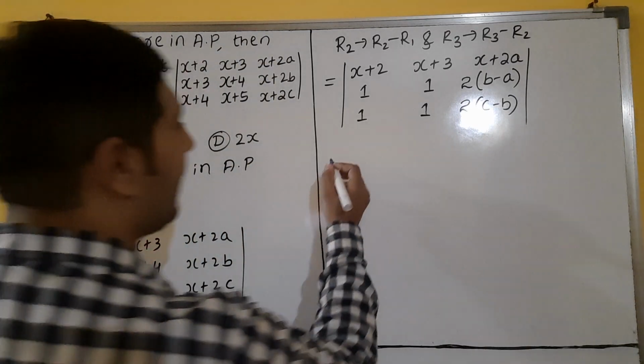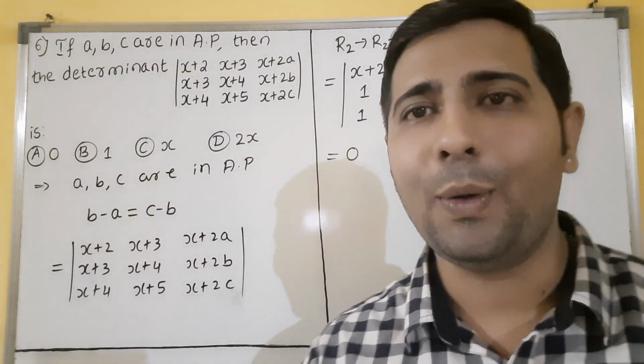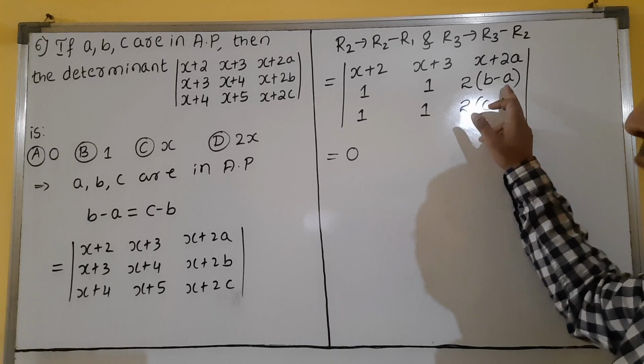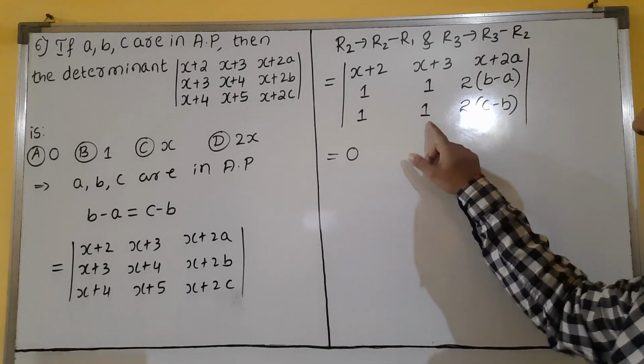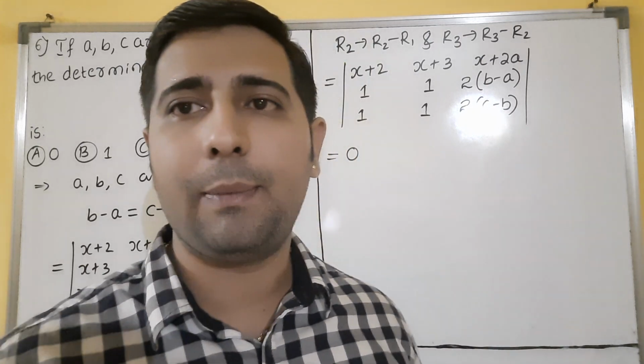Now can you see R2 and R3? So this value I will directly write as 0. Why have I written 0? You know why I wrote? You can see R2 is 1 1 2 into b minus a, and R3 is 1 1 2 into c minus b. C minus b, both are same, dear students.